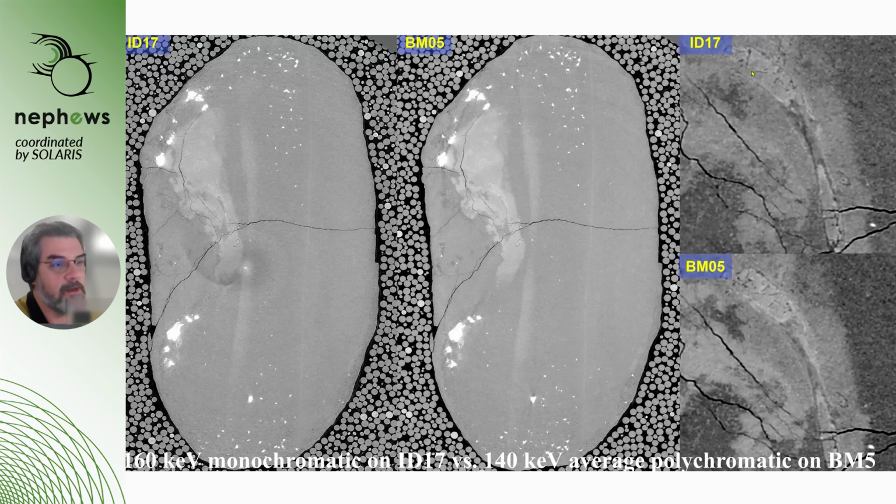Another example on a much larger object, this one is nearly 20 centimeters. What we did on ID17 in monochromatic at 160 kiloelectron volts, and what we did in polychromatic on BM5 at 140 kiloelectron volts average energy. Basically, you have the same quality, except that the first one was done in 2 days and the second one was done in 12 hours.